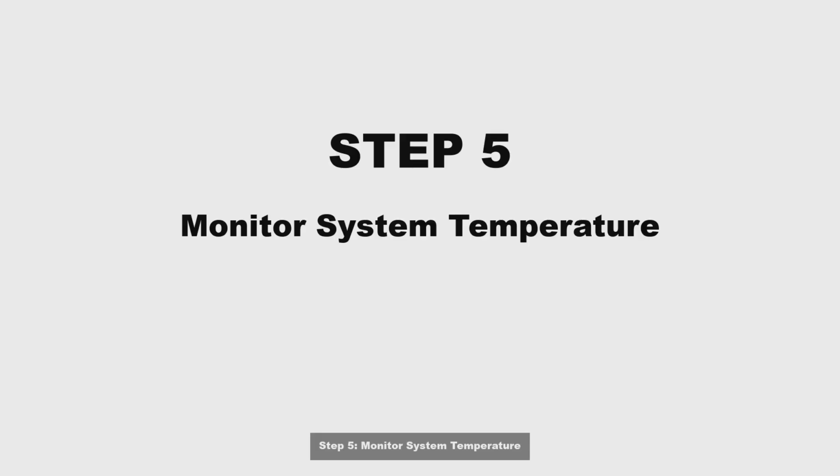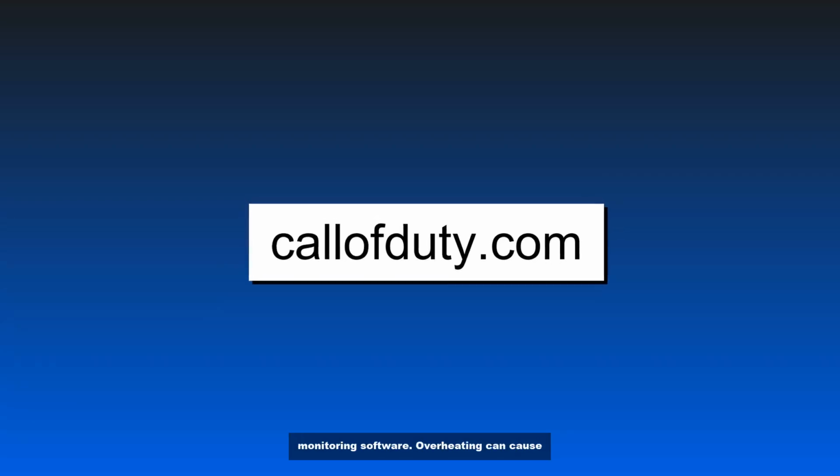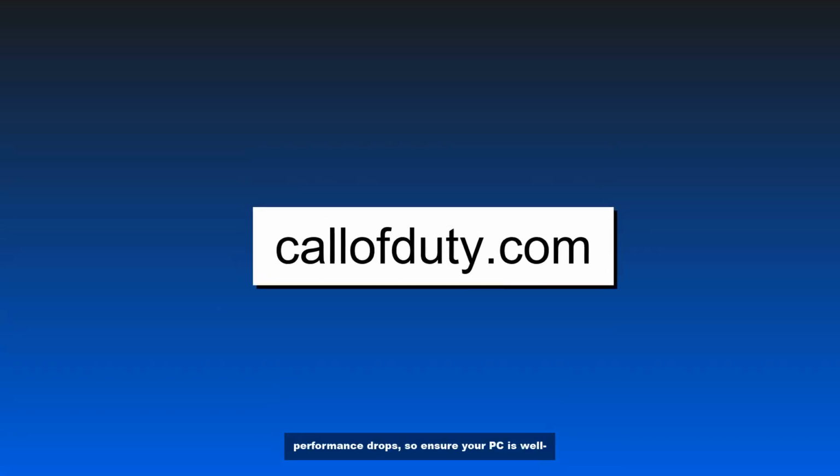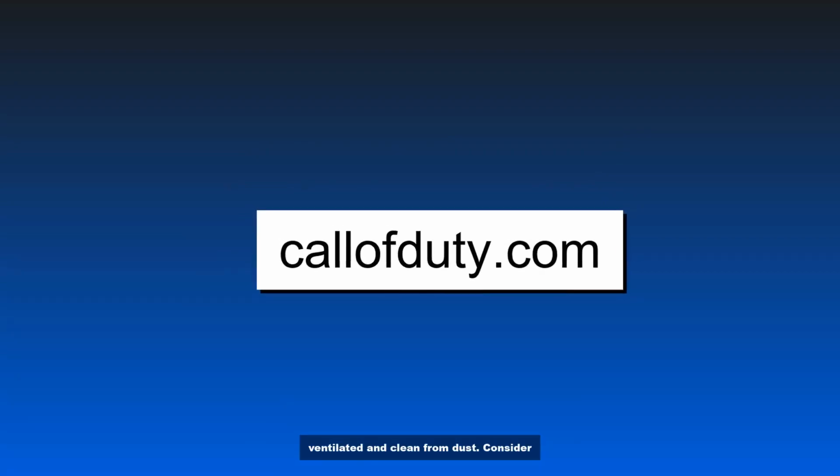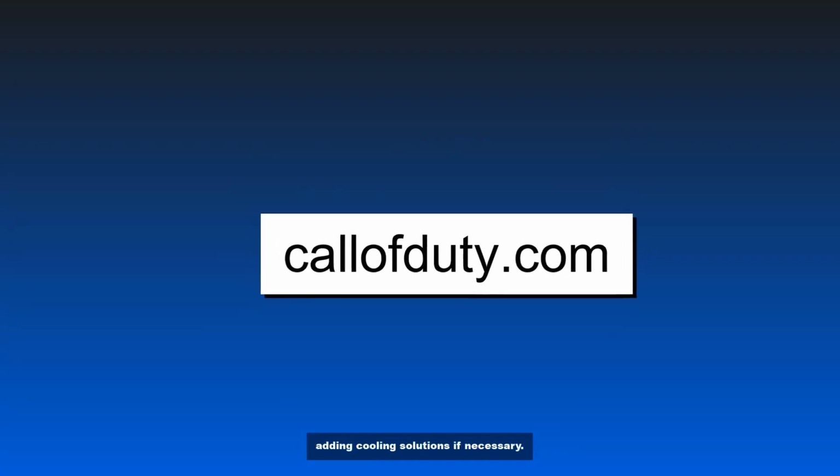Step 5. Monitor system temperature. Check your system's temperature using monitoring software. Overheating can cause performance drops, so ensure your PC is well ventilated and clean from dust. Consider adding cooling solutions if necessary.